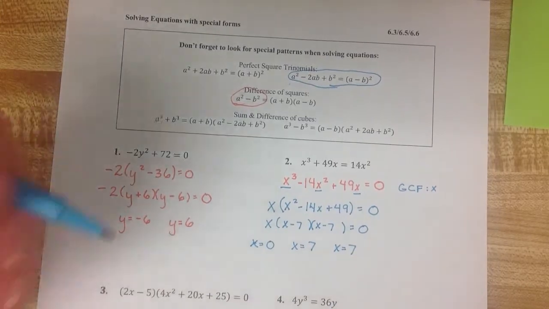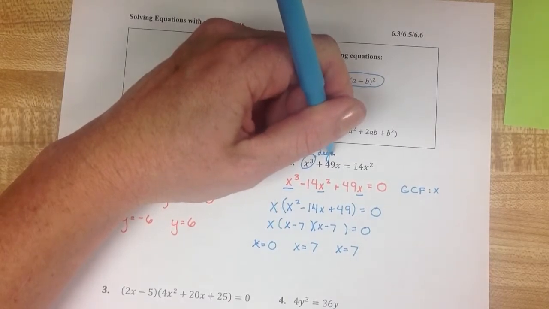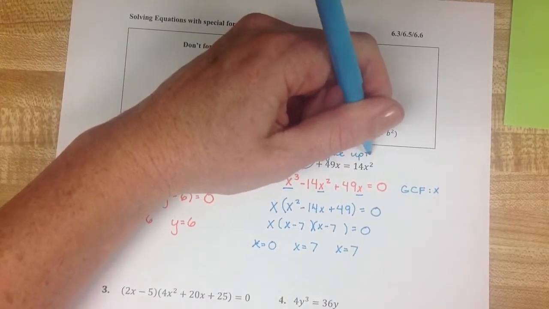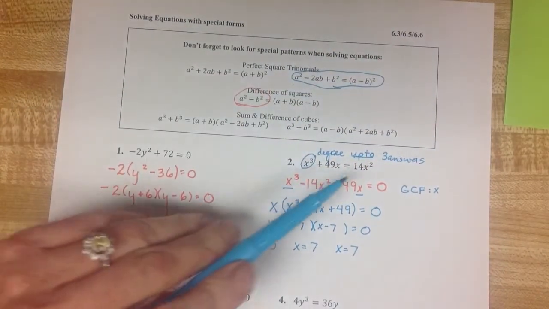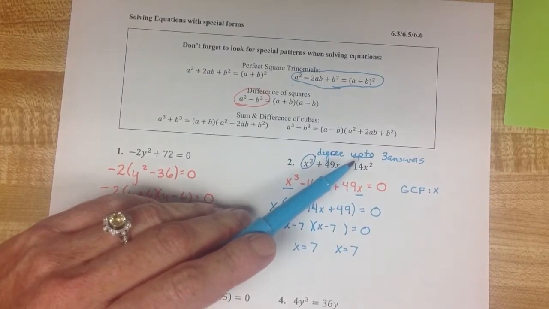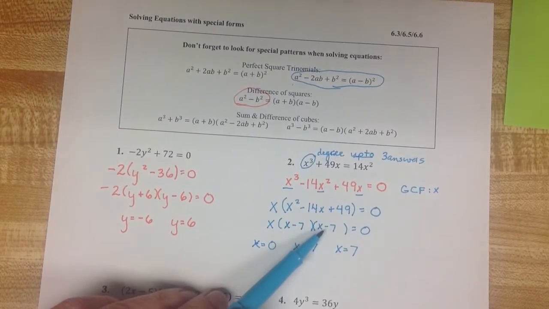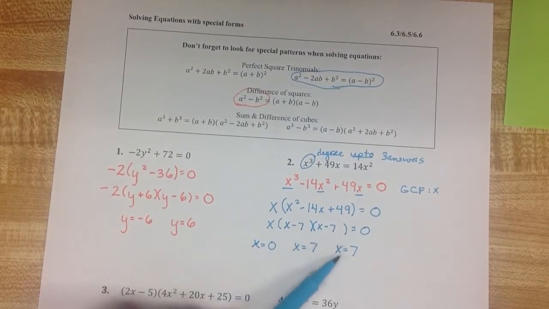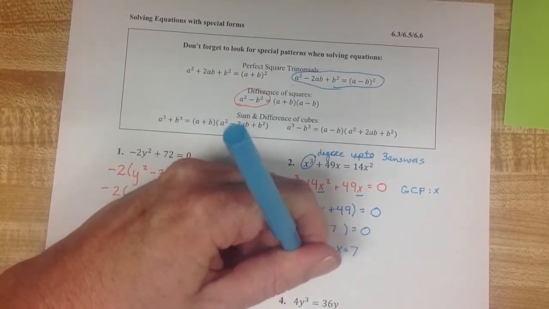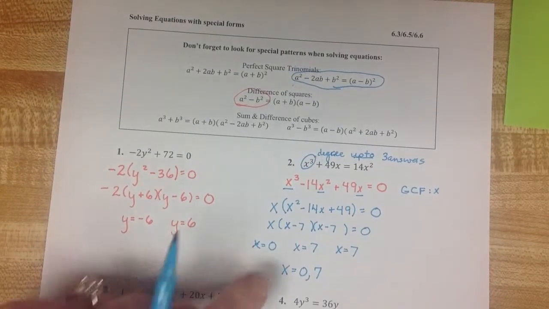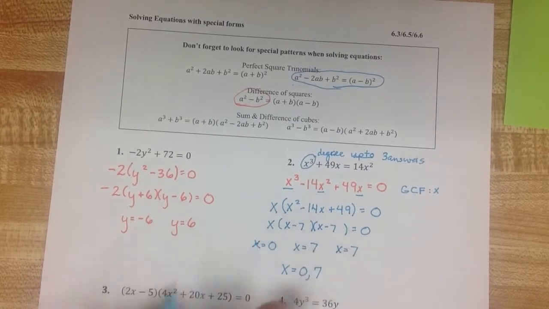So before, when I've talked about that when you have a degree 3, you can have up to 3 answers. This is why I kept saying up to instead of exactly 3, because as you can see with this one, since both of these binomials are the same, they're giving us the same answer for x. So in this case, x is either equal to 0 or 7. Even though it's a degree 3, it only has 2 answers because this answer was repeated twice.